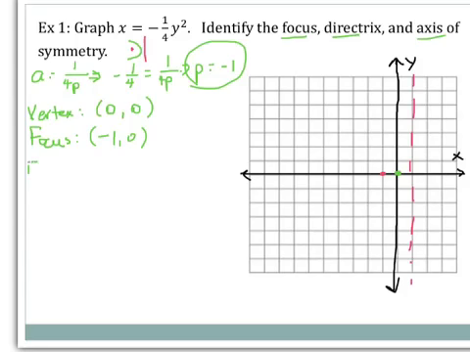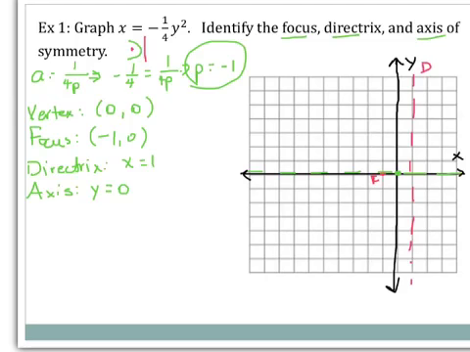And so my directrix is a vertical line, and it is at positive 1. All right, so we're starting to put these pieces together. I want to label this. Here's my focus, here's my directrix. My axis of symmetry is going to go the opposite direction from my directrix, always does. And my axis of symmetry is a horizontal line going through the origin.